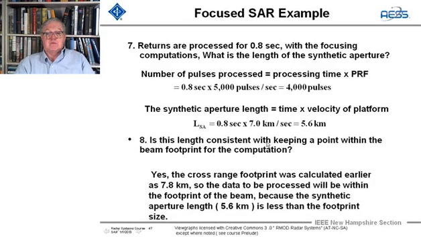And is this length consistent with keeping a point within the beam footprint for the computation? And the answer is yes. The cross-range footprint earlier was calculated to be 7.8 kilometers, so the data will be processed within the footprint of the beam, because the synthetic aperture length, the amount that the beam will traverse, is 5.6 kilometers, and that's less than the footprint size.